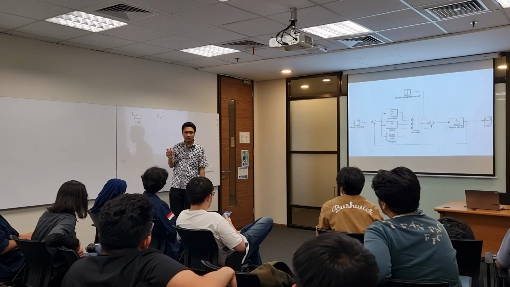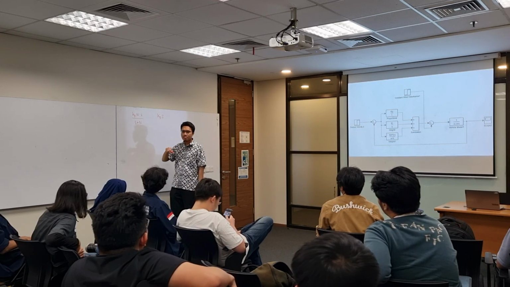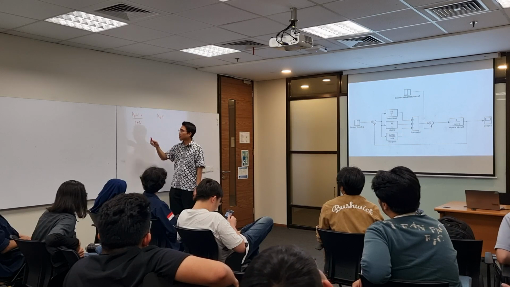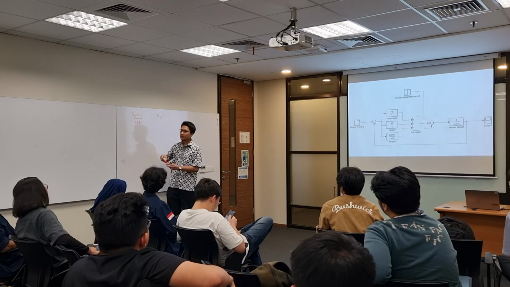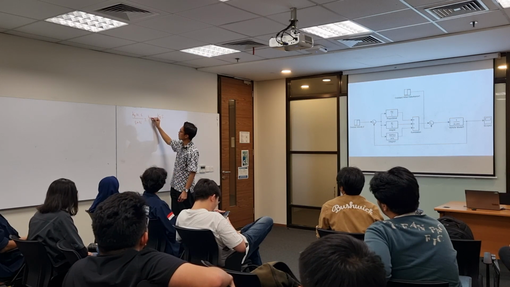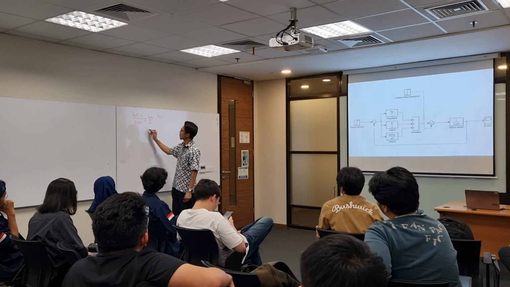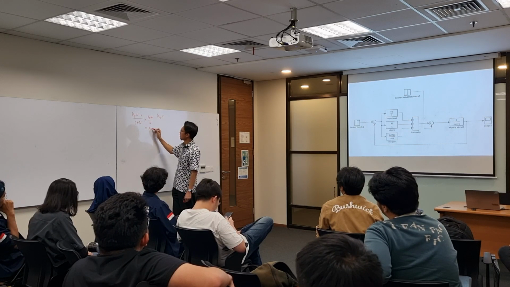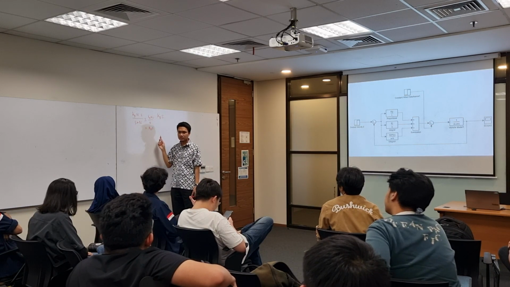Okay, and then when S is small, what happened with this? S is small, non-zero but small. If S is small compared to N, then this will be approximated by NS over N, which is KD times S. So this is perfectly the derivative control that we want.